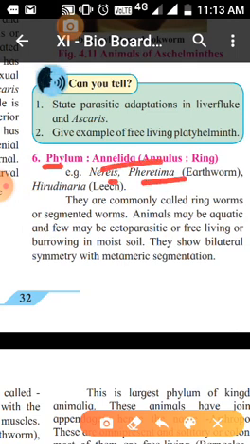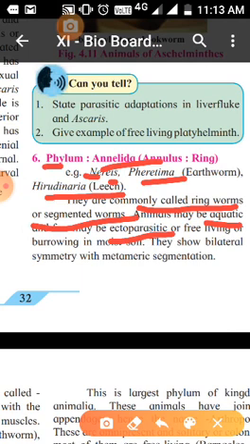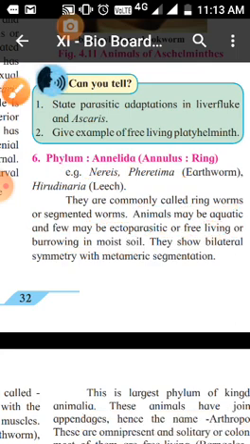Examples: earthworm, it's called Pheretima posthuma, Hirudinaria for leech, and Nereis. And the word Annelida means ring. So it is a worm that is segmented. And where do you find them? It's aquatic, it's ectoparasitic, even free living ones are found, and they are also found buried in moist soil.